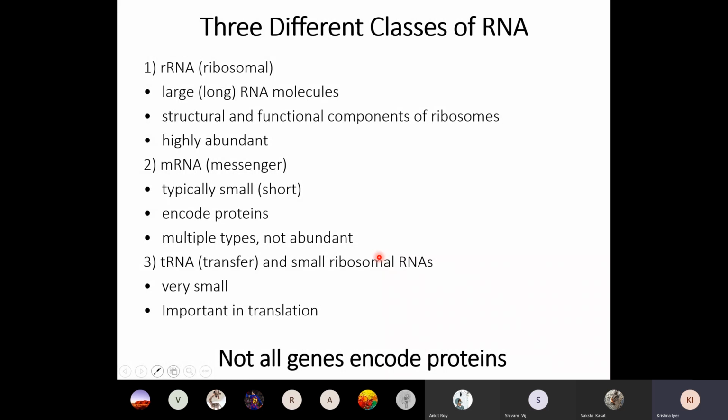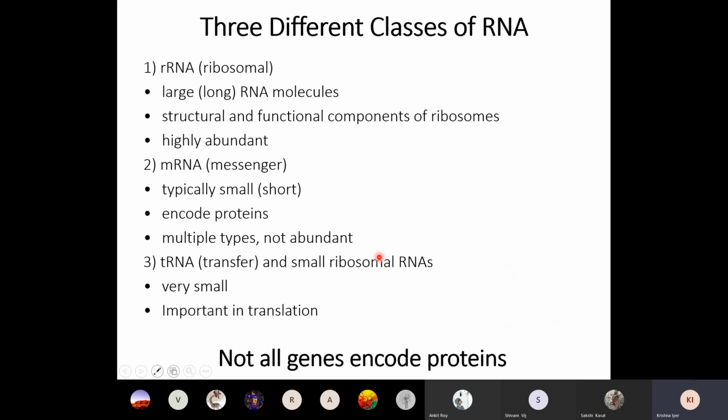Okay, what we know by now, and most of you have known this since your earlier biology classes, is that there are three types of RNA: ribosomal RNA, abbreviated as small r and capital RNA, messenger RNA, abbreviated as small m and capital RNA, and transfer RNA, abbreviated as small t and then capital RNA. Okay.